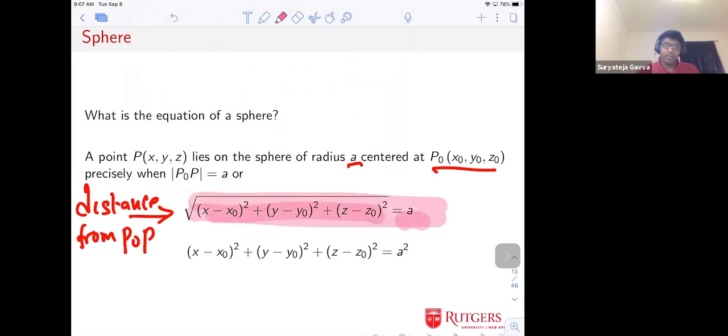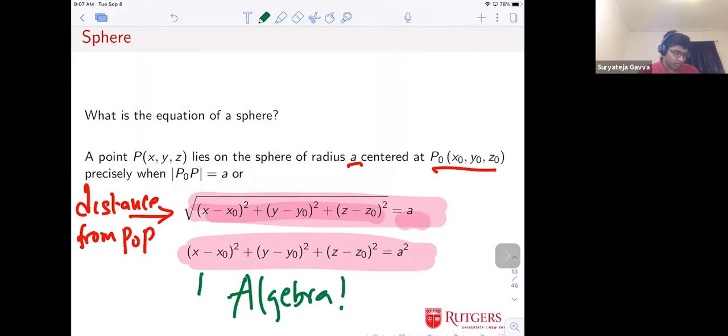This is the distance between the arbitrary point x, y, z and our center x0, y0, z0. The distance is exactly equal to A, right? That is the defining condition for a sphere. If you take the squares, you get this equation. A sphere of radius A centered at x0, y0, z0 has this equation. Geometrically it's a set of points at a fixed distance, but if I write it in terms of algebra, it becomes this. This is algebra. Questions on this?